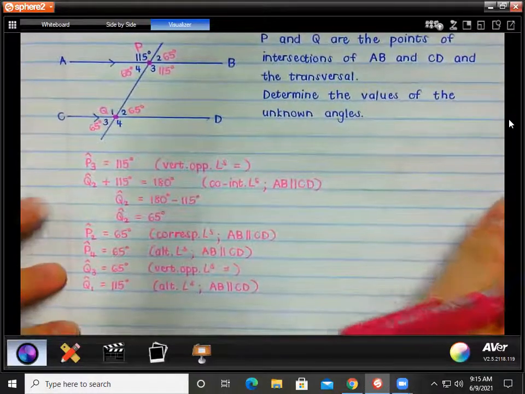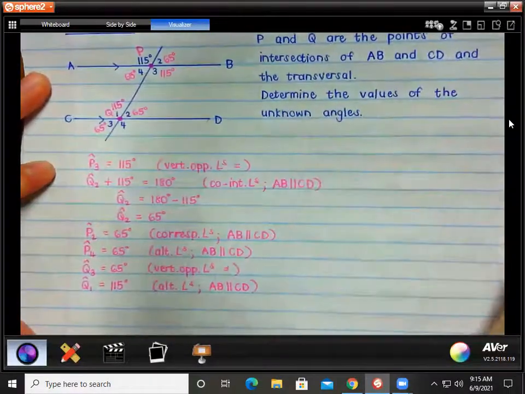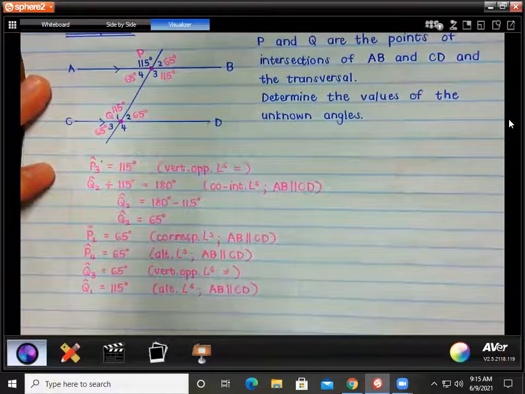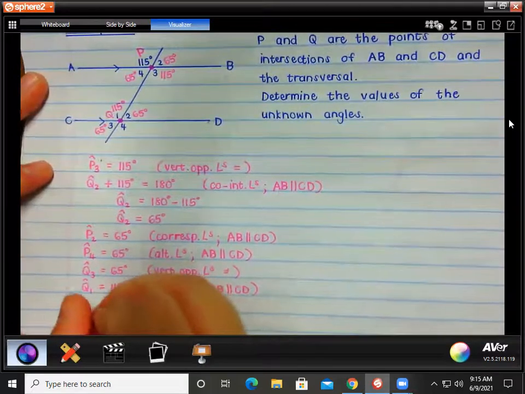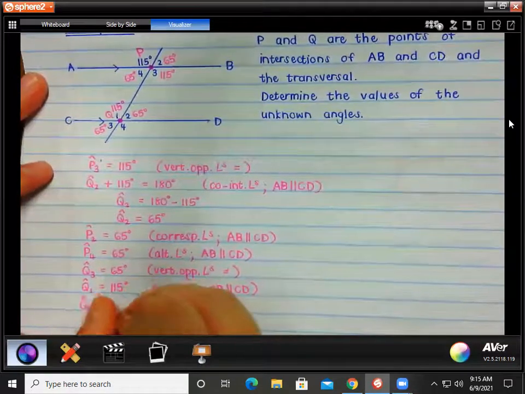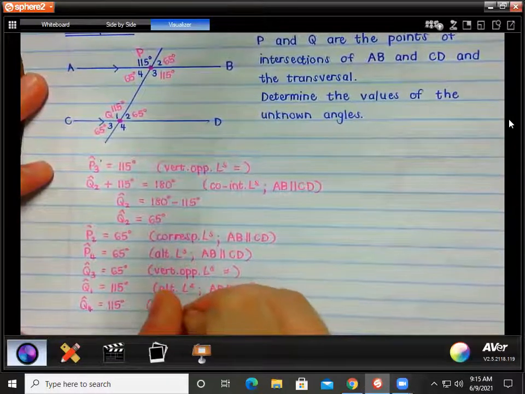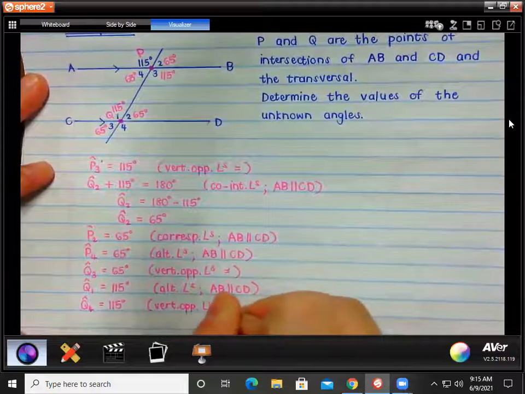I'll show you now. I'll put in all the ticks. So that would be 115 degrees. And then Q4 also 115, because of many different options. Can we just write vertically opposite? Is that fine with you? So Q4 equals 115. Vert op angles equal.